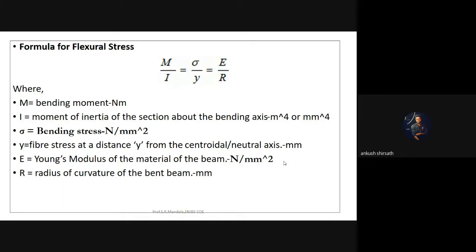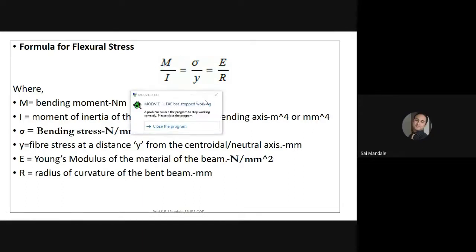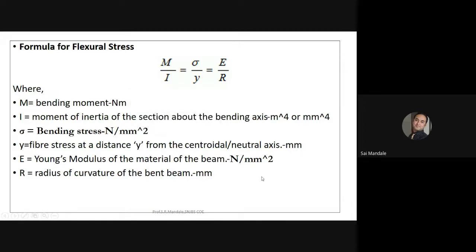Yes, sir. Okay. So this is the formula: M by I is equal to sigma by y is equal to E by R. Actually, the students who came for the offline classes now are very much familiar with this formula and they know the importance of that formula.